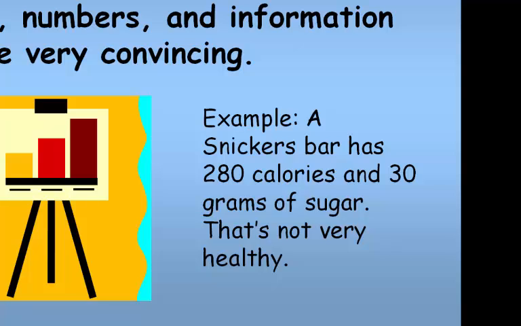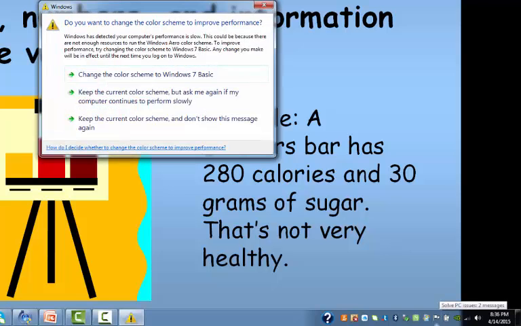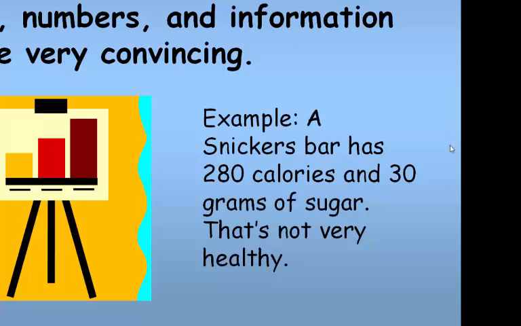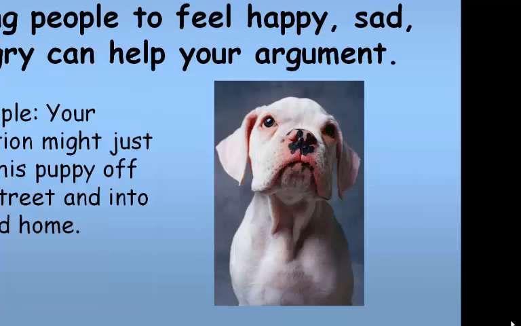The second part here is called logos, and this is facts, numbers, and information that can be very convincing to your readers. Okay, people like to see numbers. They like to see facts. Okay, so the example here is a Snickers bar has 128 calories and 30 grams of fat. That's not very healthy. No, it is not. Okay, and so they're going to provide a citation for that. And if you are saying that chocolate is very healthy, then you're going to have to answer to that. So facts can be a very important thing in persuading people.